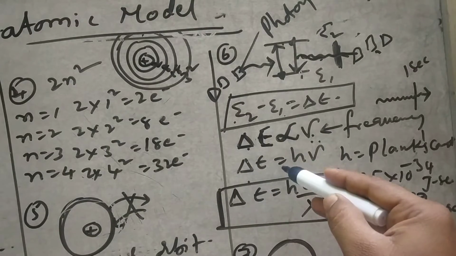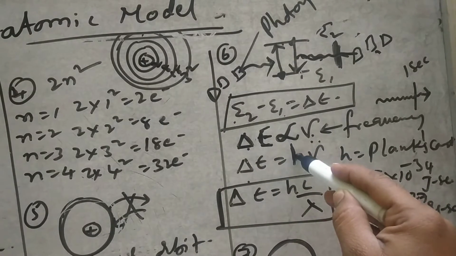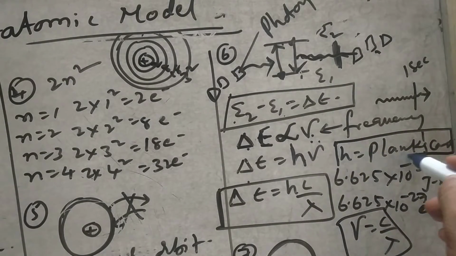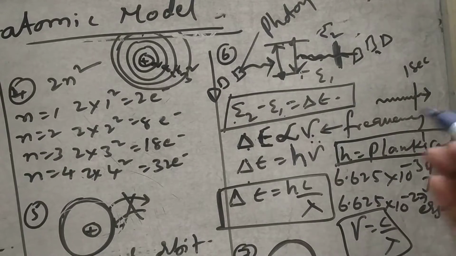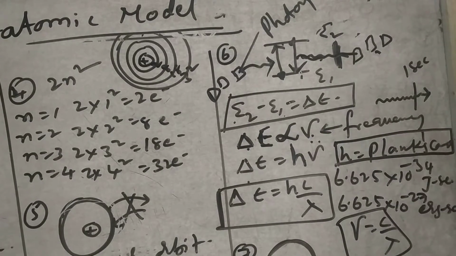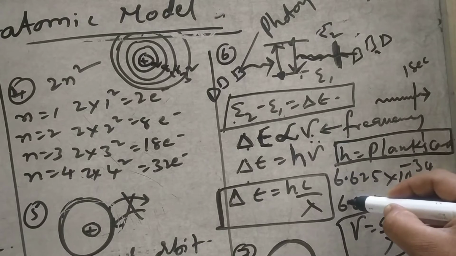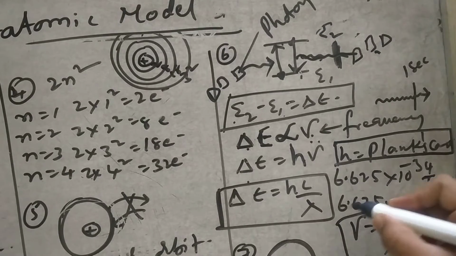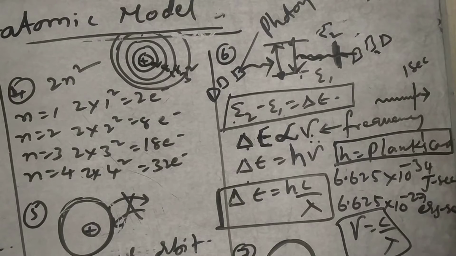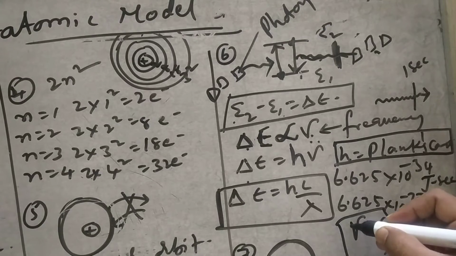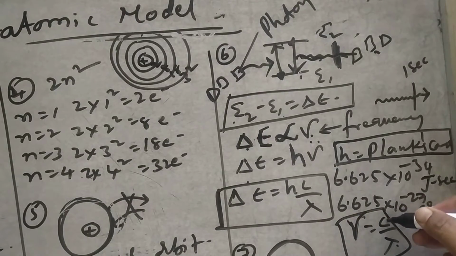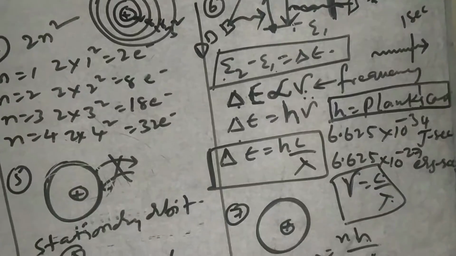So delta E equals h nu, where h is the proportionality constant. H is Planck's constant. Planck introduced the quantum idea, which is why it is called Planck's constant. It has a value of 6.625 into 10 to the power of minus 34 joule second, not per year, joule second, or 6.625 into 10 to the power of minus 27 erg second. Then nu is c by lambda, where c is the velocity of light and lambda is the wavelength.